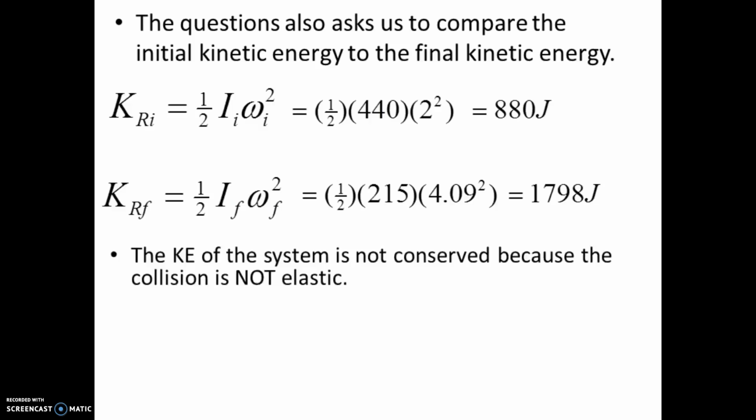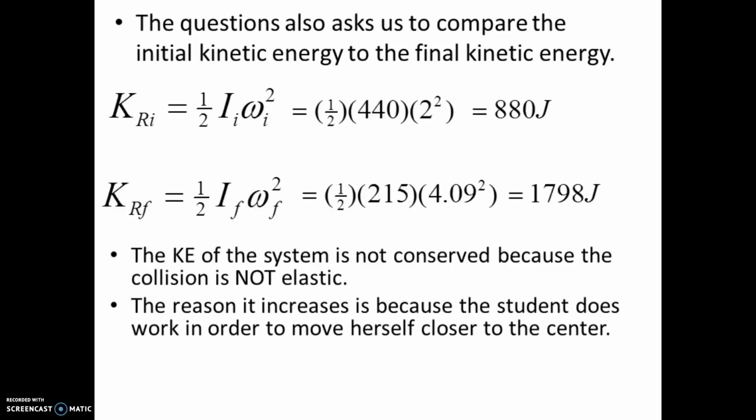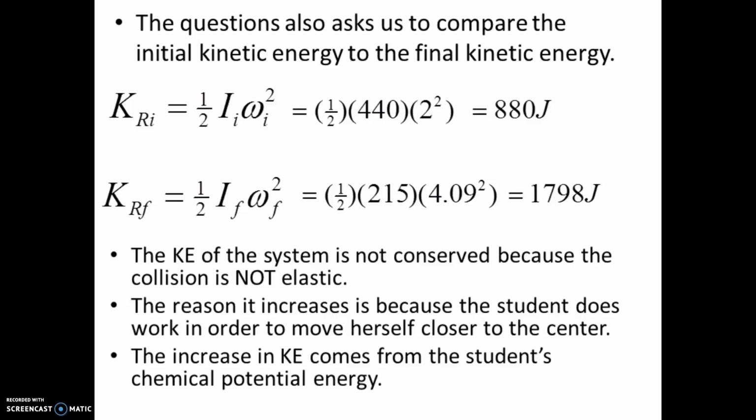So what we can see from this is that the kinetic energy of the system is not conserved because the collision is not elastic. It's kind of like the rotational version of an explosion collision or an inelastic collision. The reason the kinetic energy increases is because the student does work in order to move herself closer to the center. So she is adding kinetic energy to the system because her chemical potential energy has turned into kinetic energy. And that's that problem.